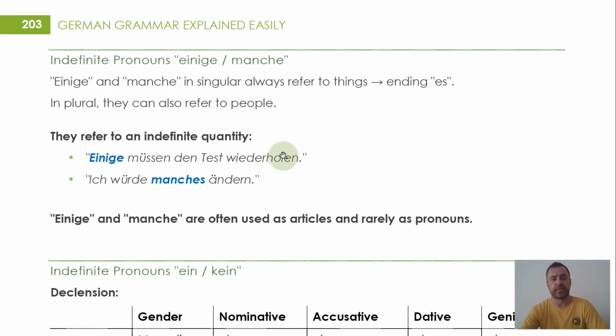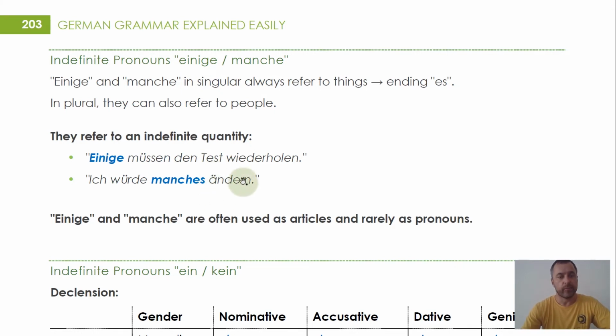They do refer to something with an indefinite quantity. Einige müssen den Test wiederholen. So, some have to repeat the test. We don't know or we don't want to say how many, so just an indefinite quantity. In English, some. Ich würde manches ändern. I would change some things. Manches, that's referring to a situation or thing, not a person. So it's by es. But here we're referring to people, so we have the ending e.